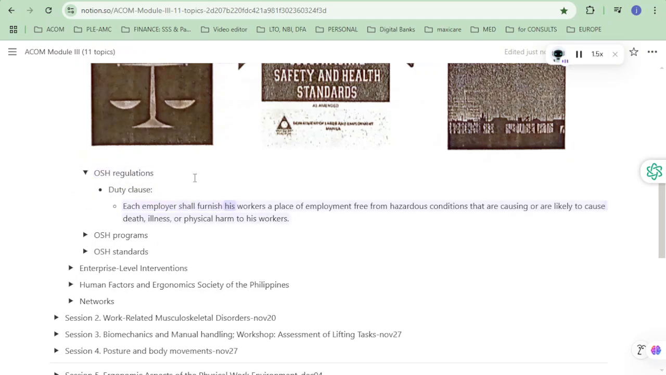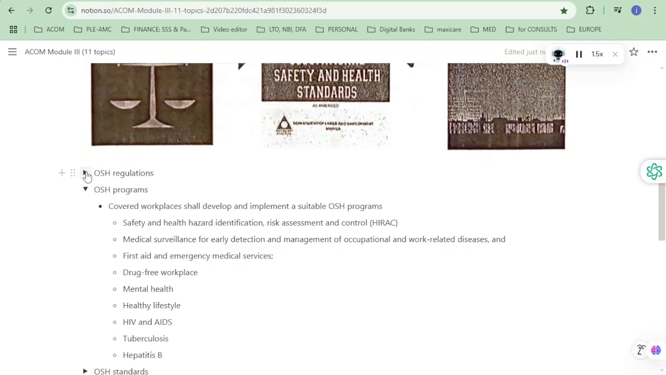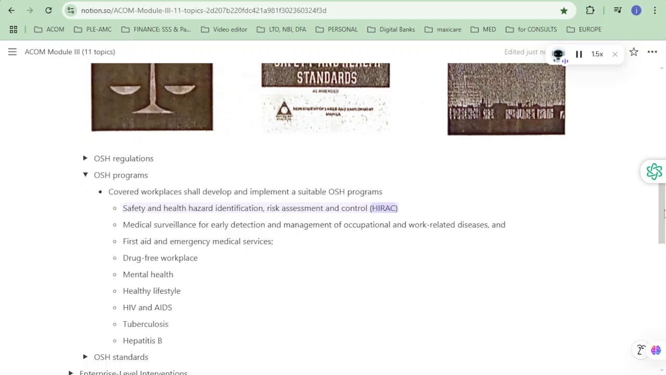Each employer shall furnish his workers a place of employment free from hazardous conditions that are causing or are likely to cause death, illness, or physical harm to his workers. OSH Programs. Covered workplaces shall develop and implement a suitable OSH program. Safety and Health Hazard Identification, Risk Assessment, and Control, HIRAC. Medical surveillance for early detection and management of occupational and work-related diseases, and first aid and emergency medical services. Drug-free workplace. Mental health. Healthy lifestyle. HIV and AIDS. Tuberculosis. Hepatitis B.